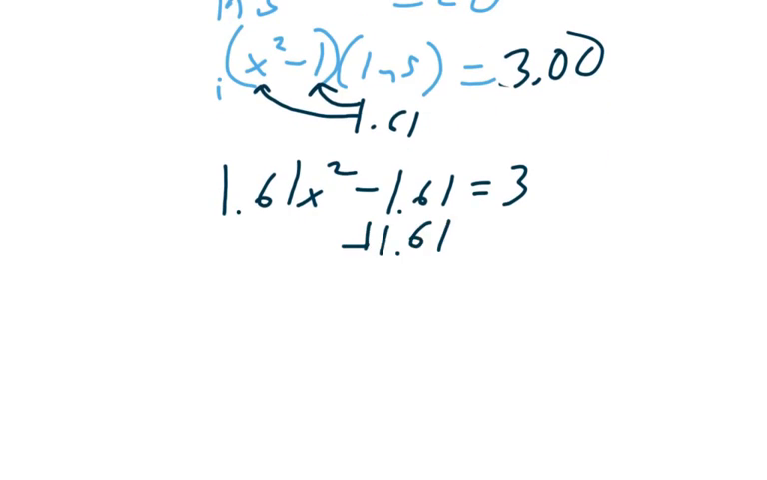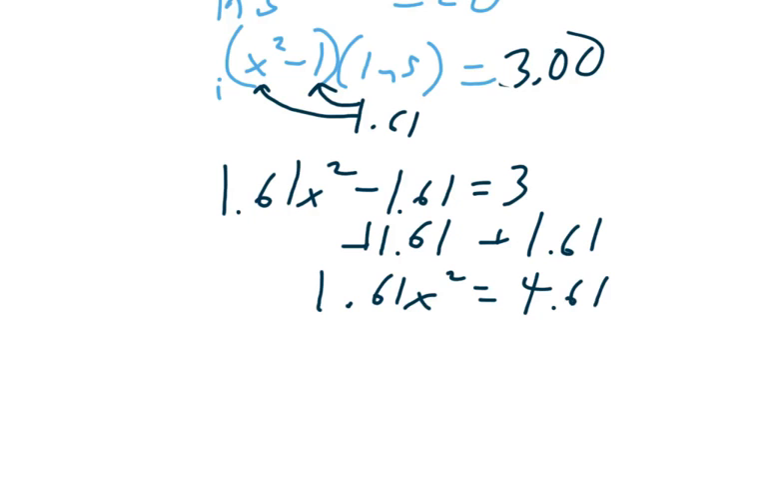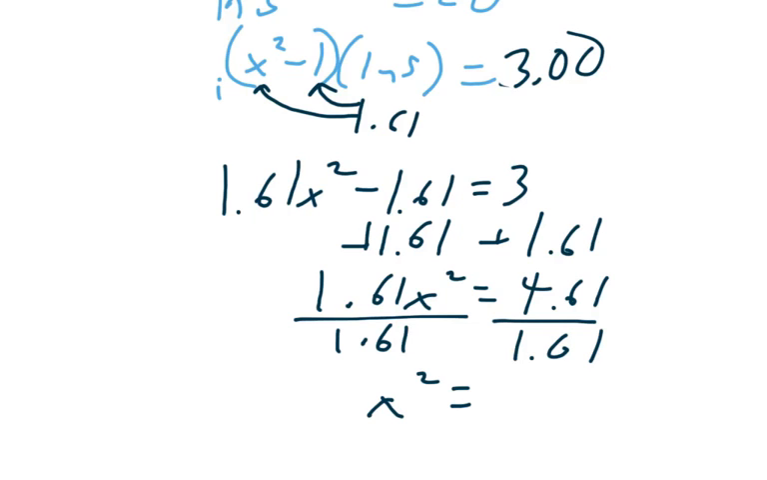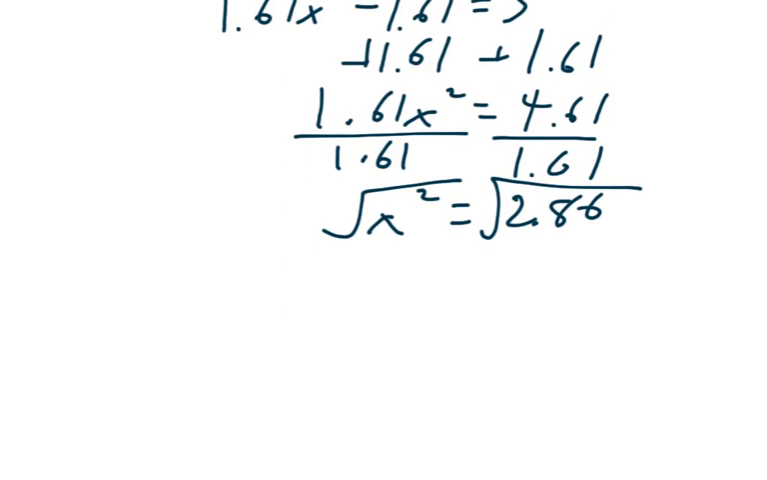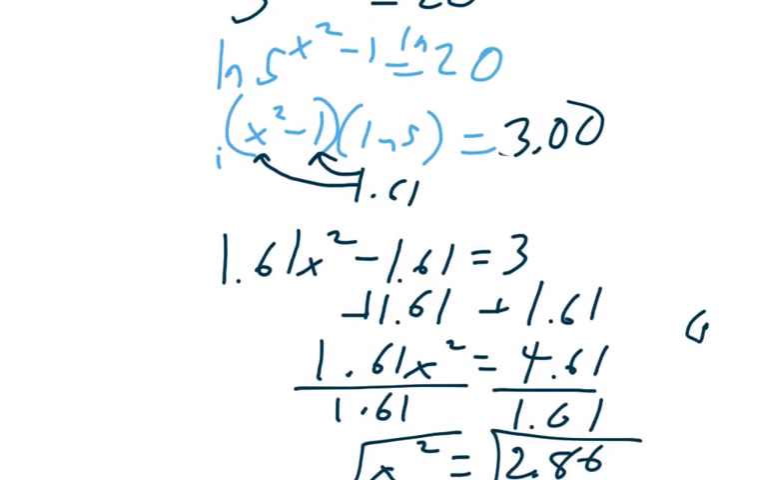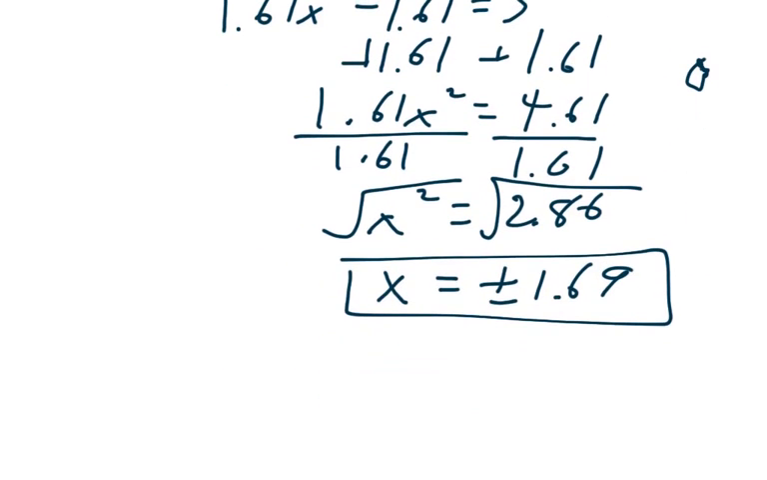Add 1.61, and we get 1.61 x squared equals 4.61. Divide both sides by 1.61. X squared is going to wind up being equal to 2.86. And when I square root both sides this time, the square root of 2.86 is 1.7 or 1.69. And I'm going to include plus or minus because in the original part of my problem, the x was an exponent. And when I squared it, it will become positive anyway, so we can use plus or minus for this one.